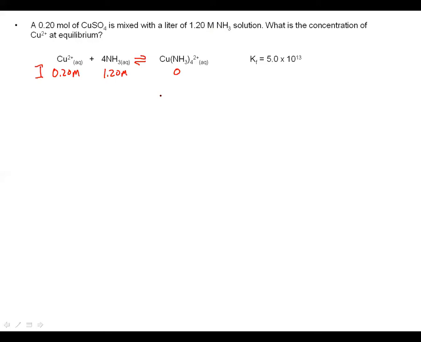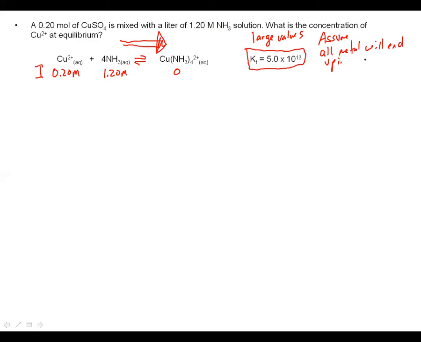Now, when we do this type of problem, there's a couple of things that are important. Typically, when we look at the K value for our KF values, they are very large values. 10 to the 13th is obviously a very large value. 10 to the 13th essentially means it's a pretty safe assumption we're all heading this way. And that is an assumption that we make when we do this type of problem. We assume that because the K value is so large, all of the metal will end up in the complex ion.